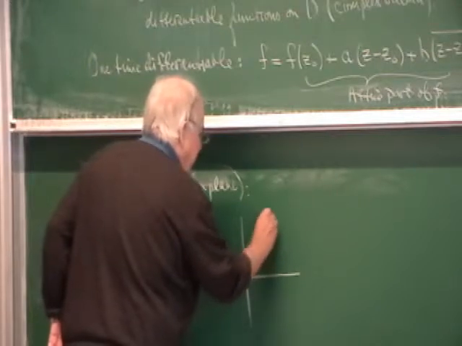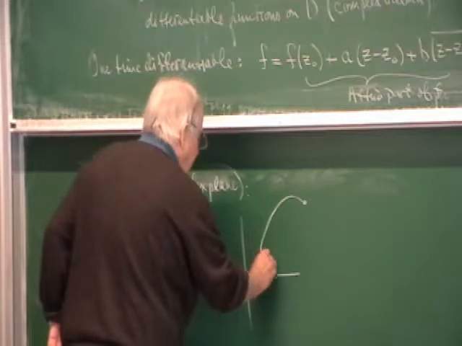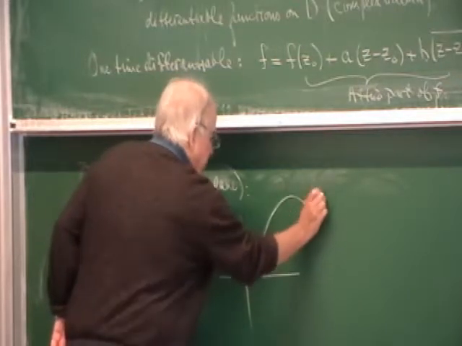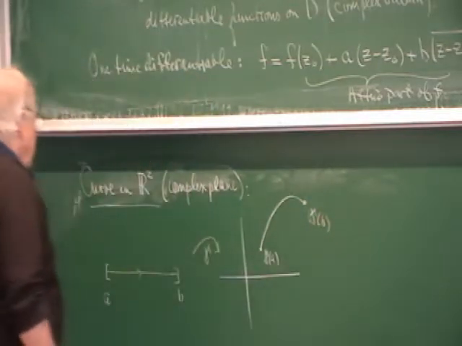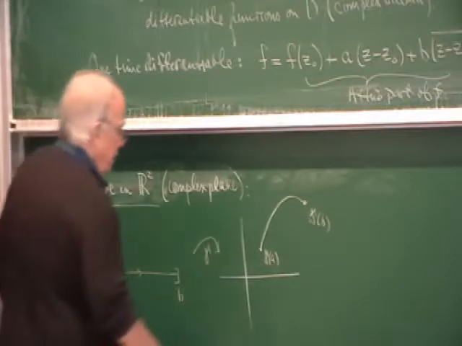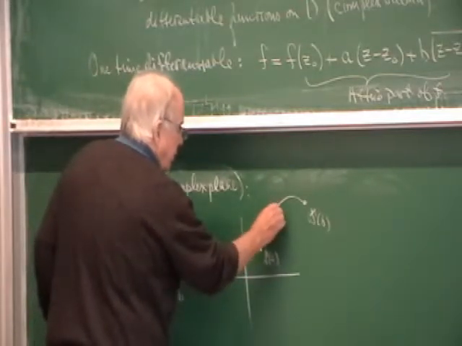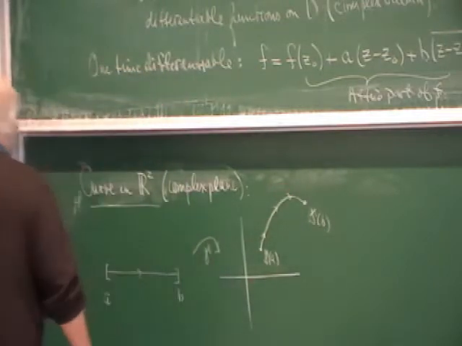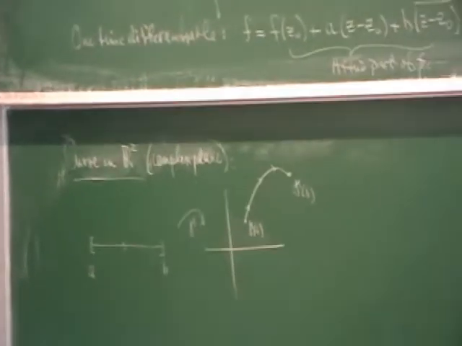At first I draw it in a simple-minded way. Maybe it has self-intersections. Maybe it's terrible, but at least right now, for my picture, I'll just draw it like this. And it has an orientation, and you go from one endpoint to the other. Okay? It's a curve.